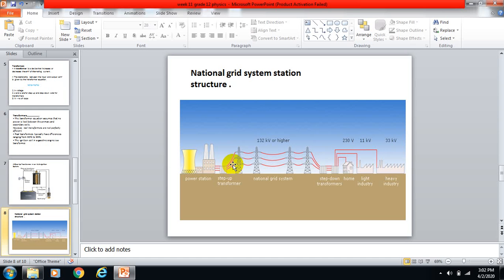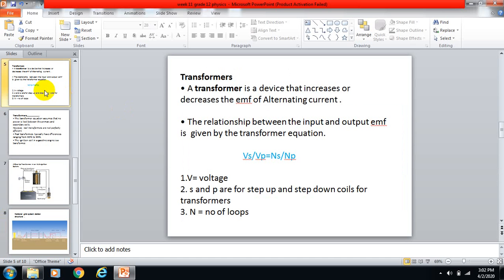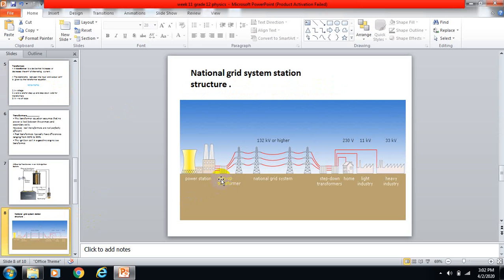The job of transformers is to decrease and to increase. As we studied, a transformer is a device that increases and decreases the alternating current. So the step up transformer increases it to 132 kV or higher, to the higher transmission lines. Whenever you see such structures, it will be more than 132 kV.